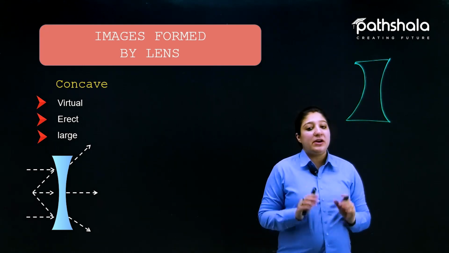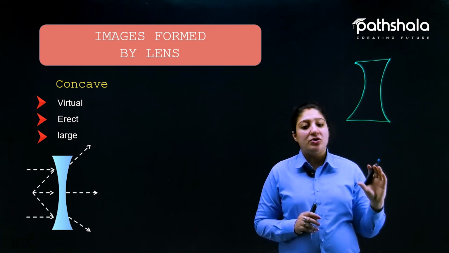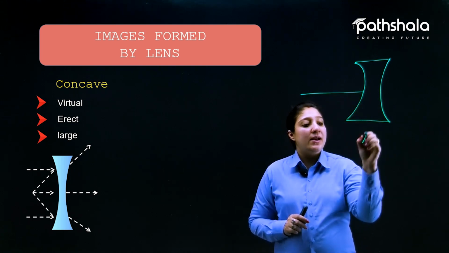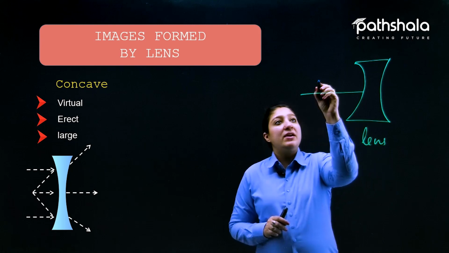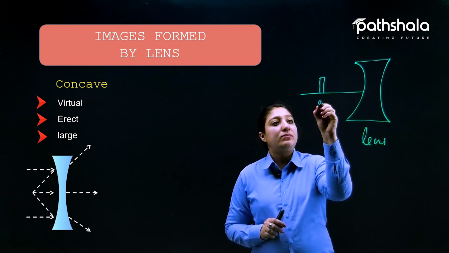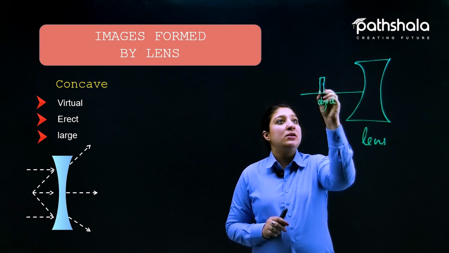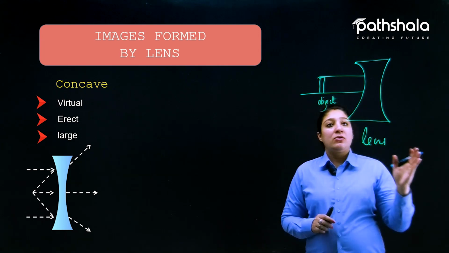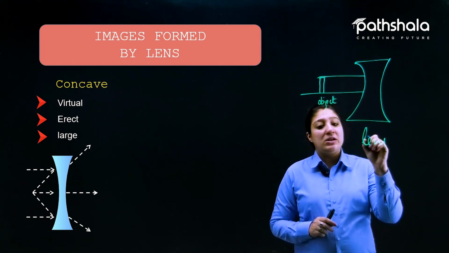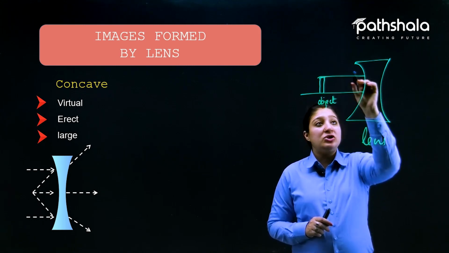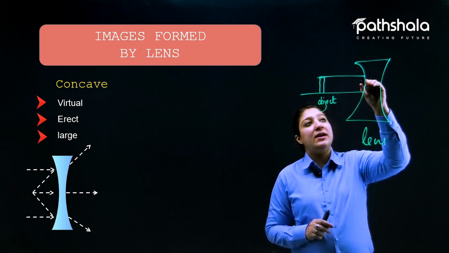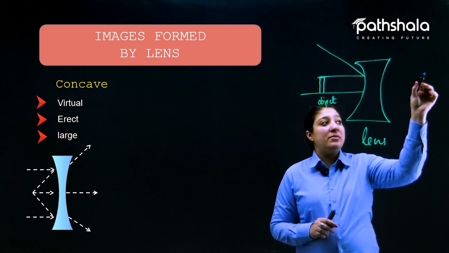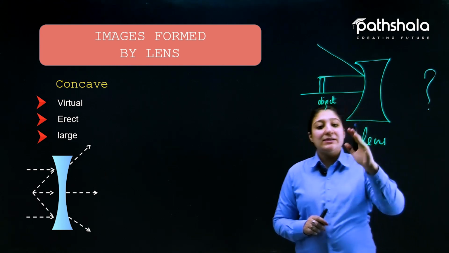Now we are going to do a quite simple and short experiment. We are going to keep our lens here, which is a concave lens. Then we are going to keep our object here. Now when the rays move from here and go to the lens, because of the outer surface, the lens diverges the rays, and because of that no image formation takes place on the other side of the lens.